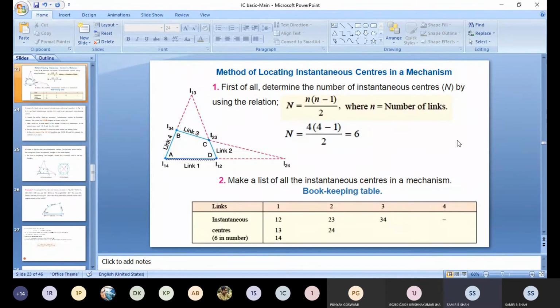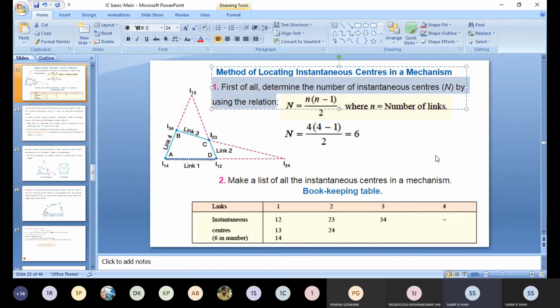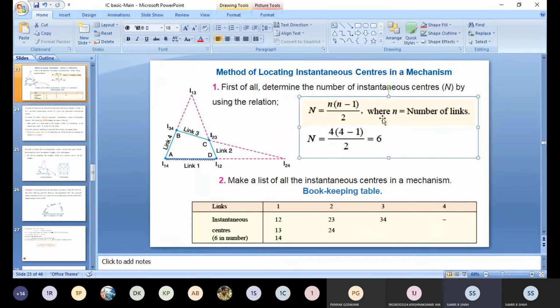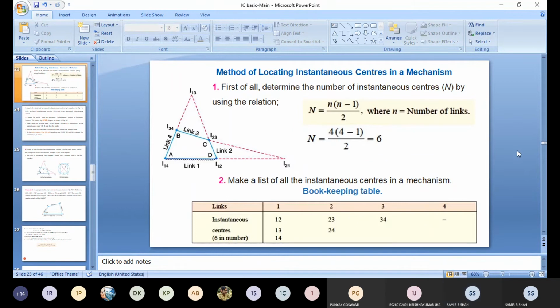Suppose here we assume a four-bar chain mechanism. In your exam it may be more than 4, either 4, 5, 6, 7 or 8 links, so based on that we take capital N. The first step is to determine the number of ICs, as we discussed earlier. So N is equal to 4 times (4 minus 1) divided by 2.